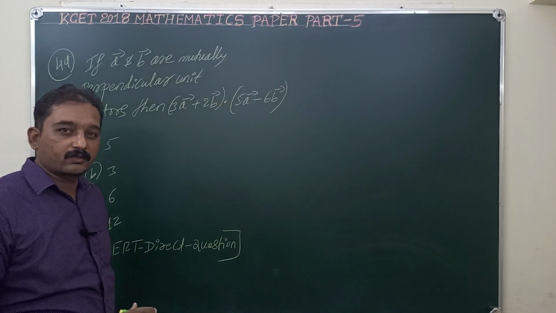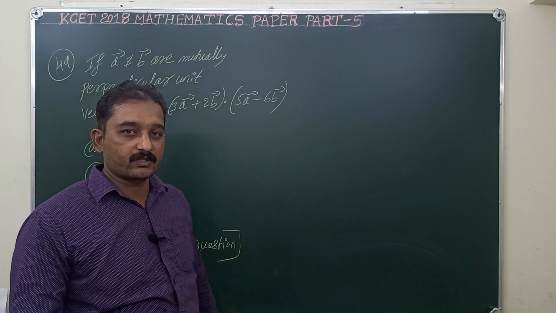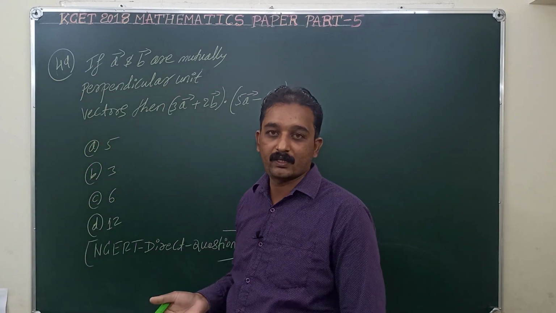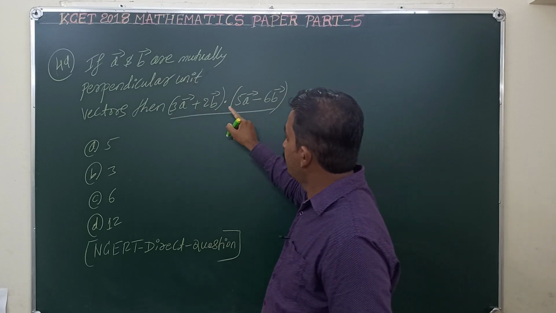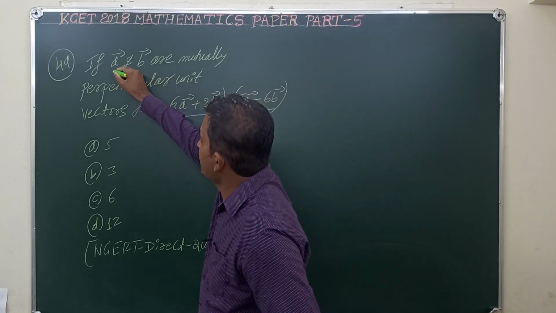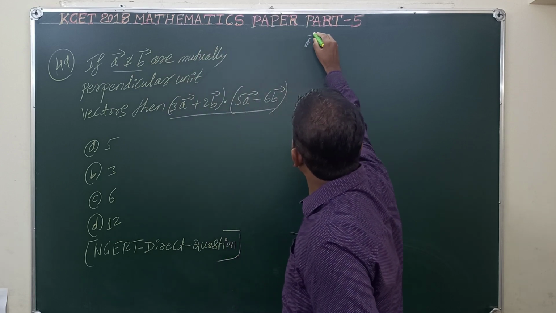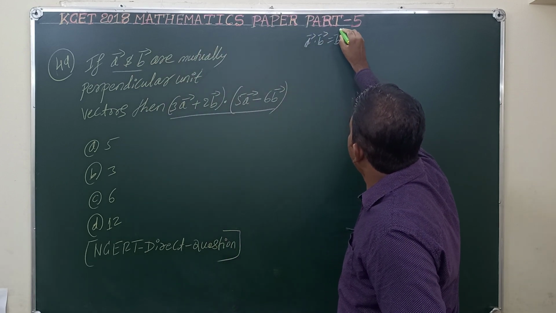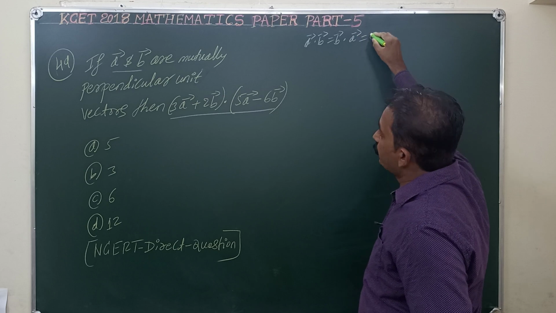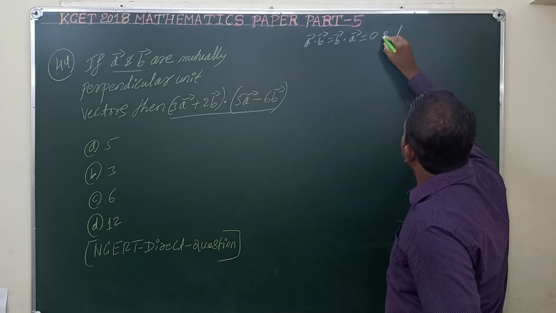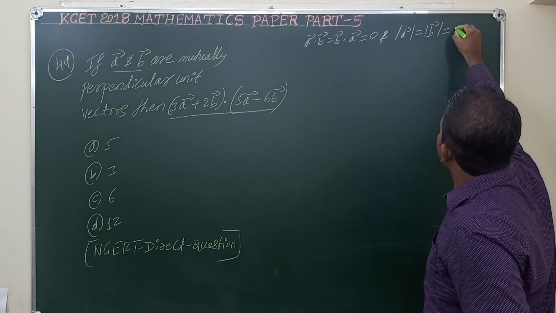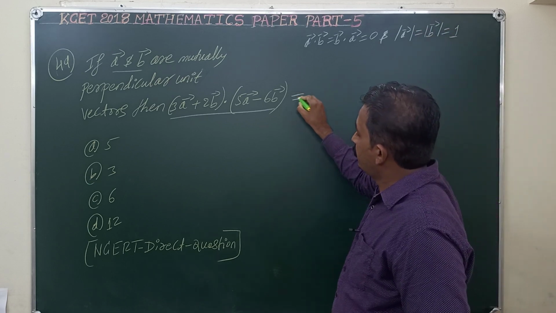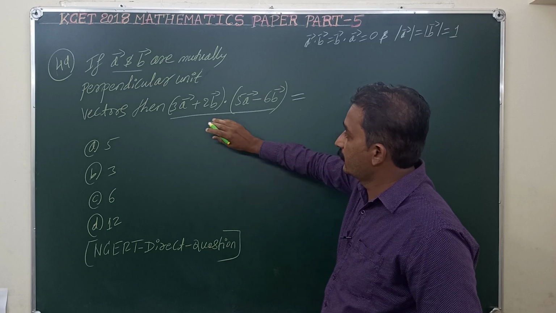So now let us move on to question number 49. Once again this question is based on the chapter vector, particularly dot product of the vector. In this case you have to find out the value of this quantity, but here a and b are mutually perpendicular to each other. A dot b or b dot a is equal to 0 and they are unit vectors. So magnitude of a equal to magnitude of b equal to 1. Using these two conditions we have to find out the value of this quantity.